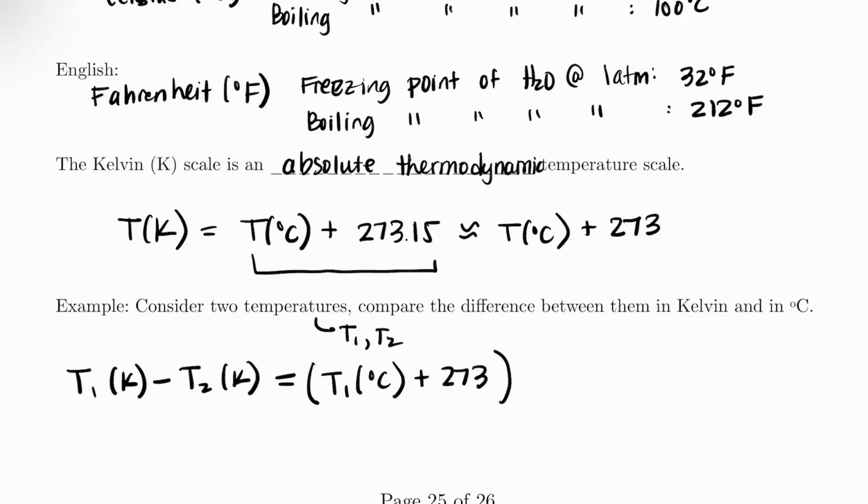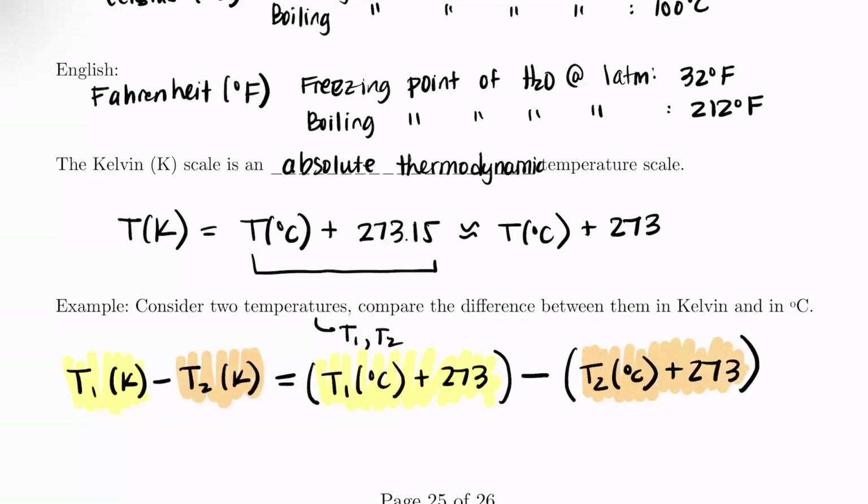So this is T1. And then I also have minus T2 in degrees C plus 273. So this is just a restatement of T2 in Kelvin, right? What happens to the right-hand side? Does anything convenient happen here? Yeah, we got 273 minus 273. Thank you, Mark. They go away. So we just end up with T1 in degrees C minus T2 in degrees C.